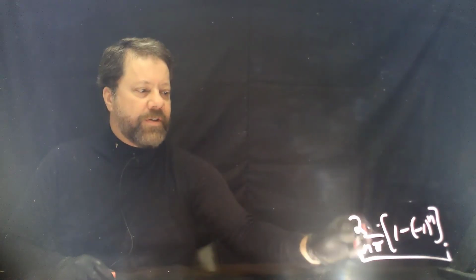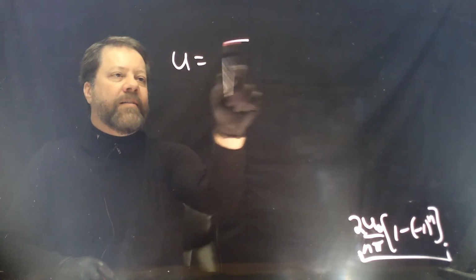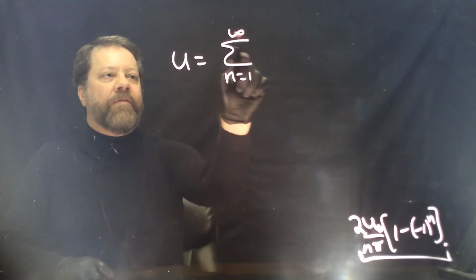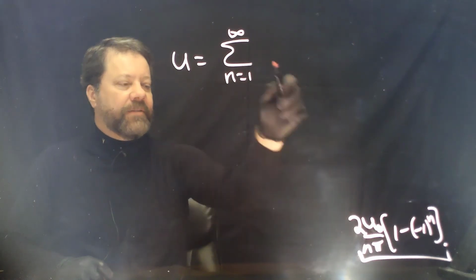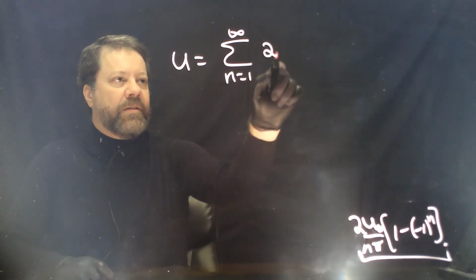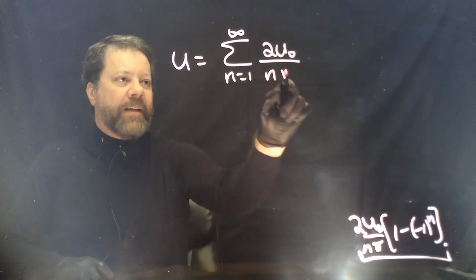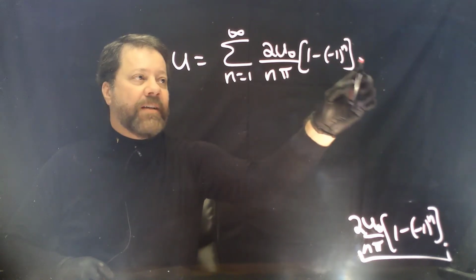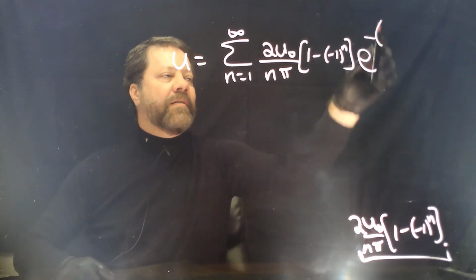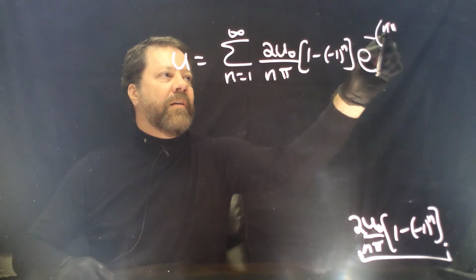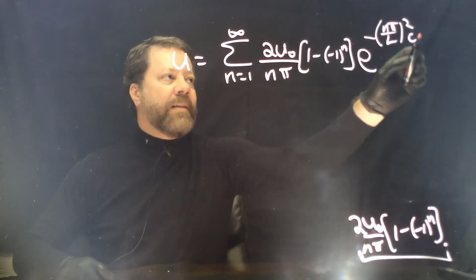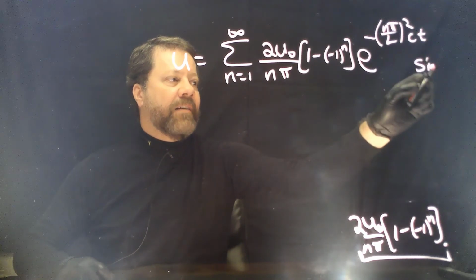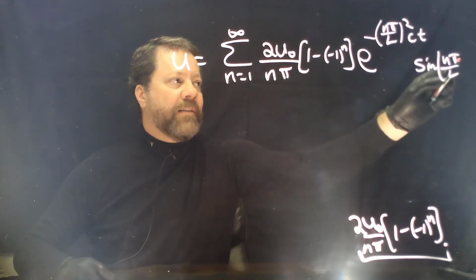If our coefficients are 2 u naught over n pi times 1 minus negative 1 to the n, then our solution u will look like the sum, as n goes from 1 to infinity, of 2 u naught over n pi, 1 minus negative 1 to the n, those are the constants, e to the minus n pi over L squared ct times the sine of n pi over L x.